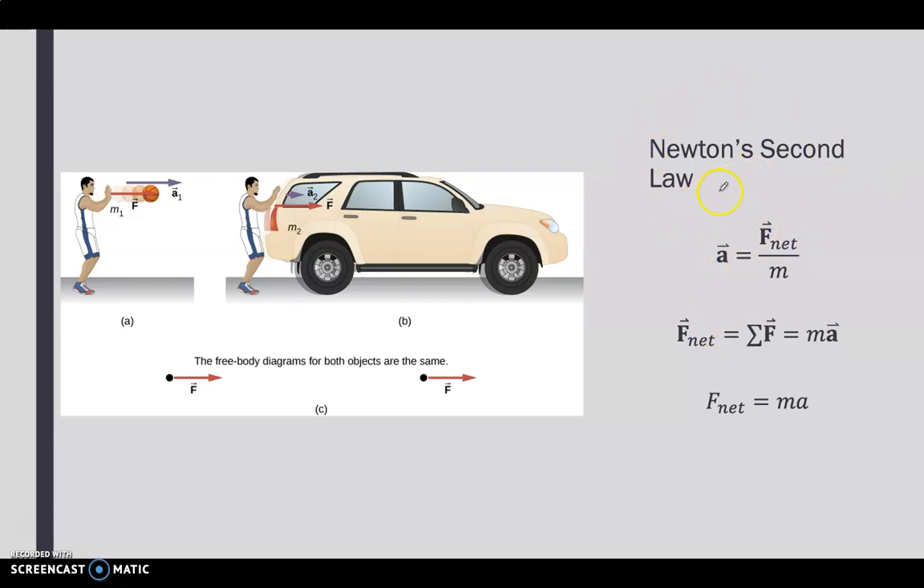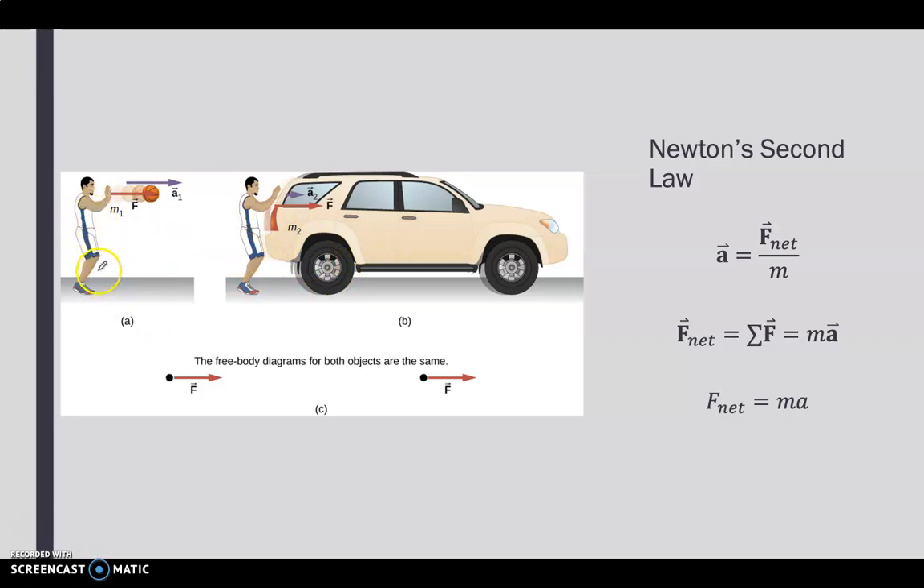of motion. So it basically states that the net force on an object is equal to its mass times its acceleration. Okay, and this is in vector form. We can also write it in scalar form here. Okay, and this is an example of maybe a little bit more clear.